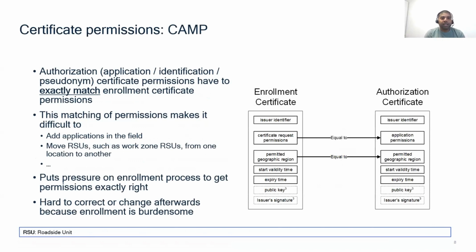So in the CAMP spec, the authorization certificate, which can be of the type application identification or pseudonym, their permissions have to exactly match the permissions on an enrollment certificate. Now, because this mapping is so hard coded in the design, it makes this system quite inflexible in terms of adding new applications in the field, moving RSUs such as work zone RSUs from one location to another. It also puts pressure on the enrollment process to get everything right, so to get all the permissions right, because if not, then the device needs to be enrolled again. And it's also a bit hard to correct or change afterwards because the enrollment can be quite burdensome.